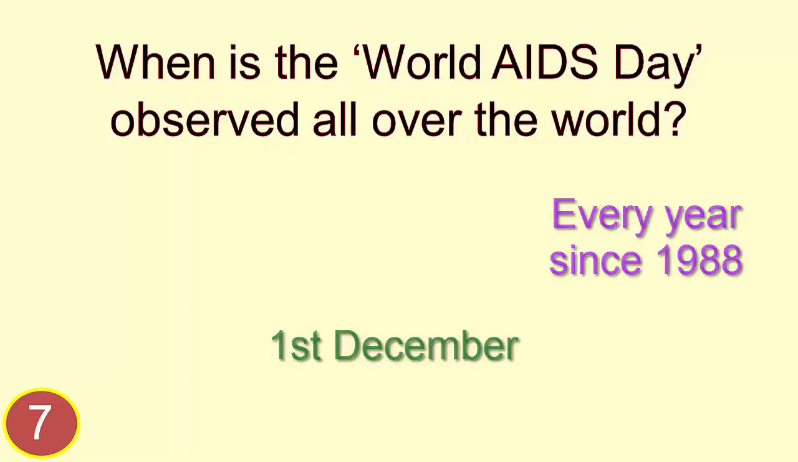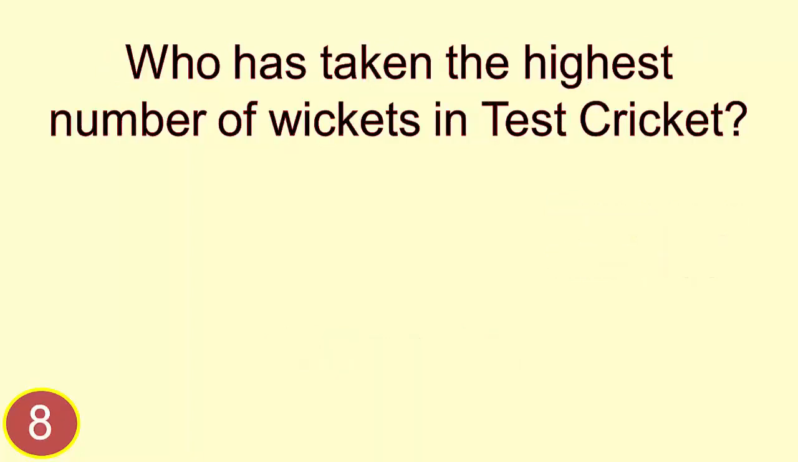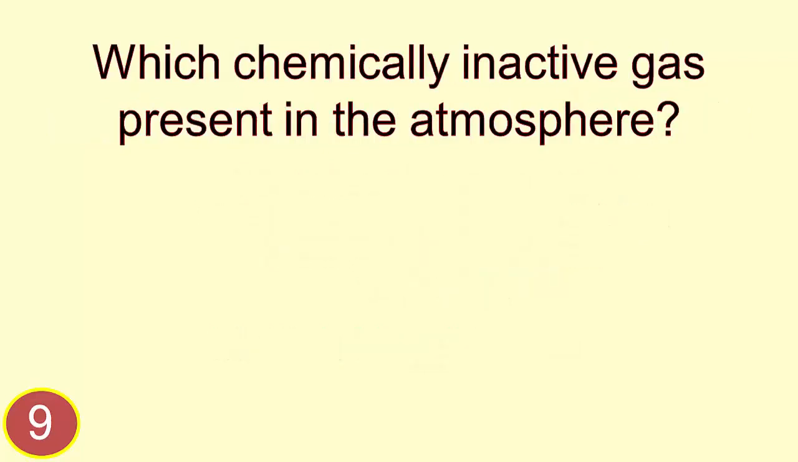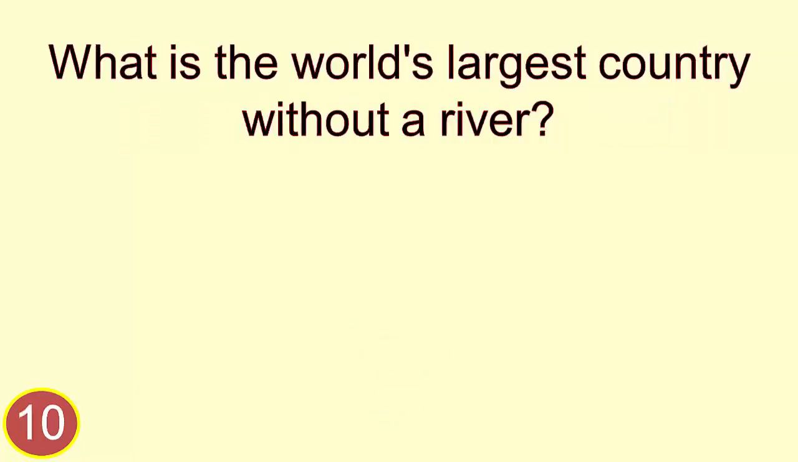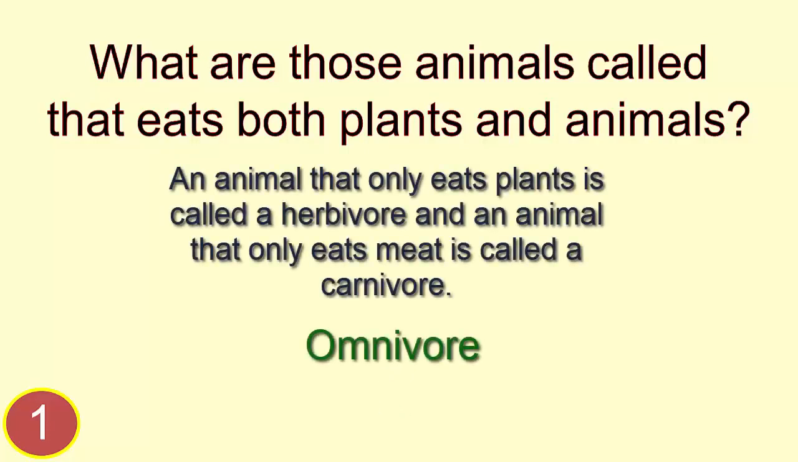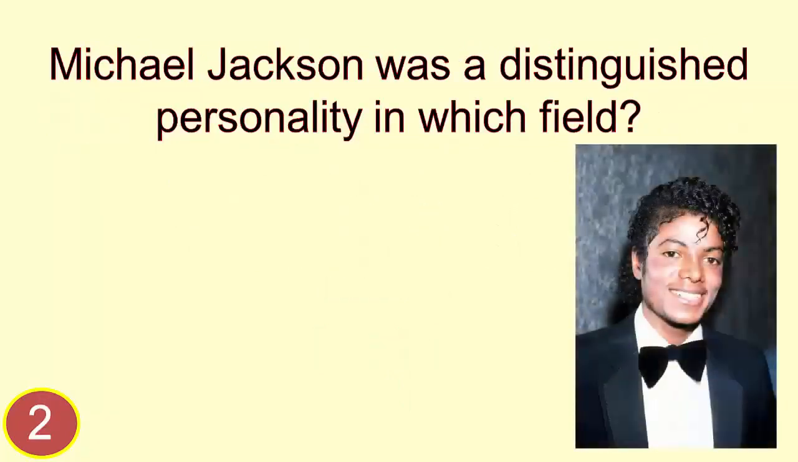When is the World AIDS Day observed all over the world? Answer is 1st December. Who has taken the highest number of wickets in Test cricket? Answer is Muttiah Muralitharan. Which chemically inactive gas is present in the atmosphere? Answer is argon. What is the world's largest country without river? Answer is Saudi Arabia. What are those animals called that eat both plants and animals? Answer is omnivore.